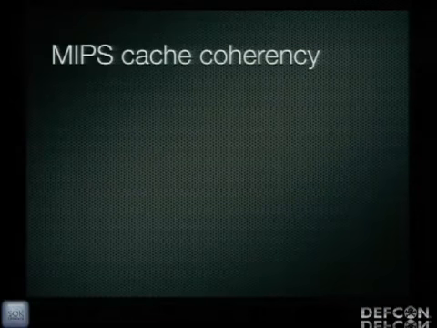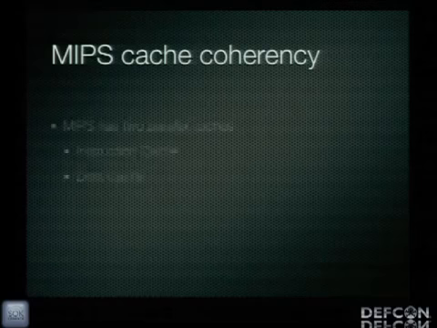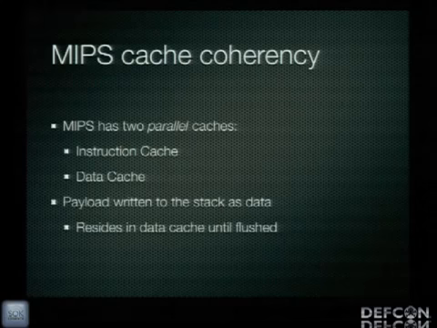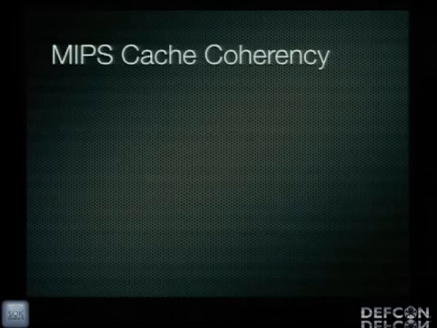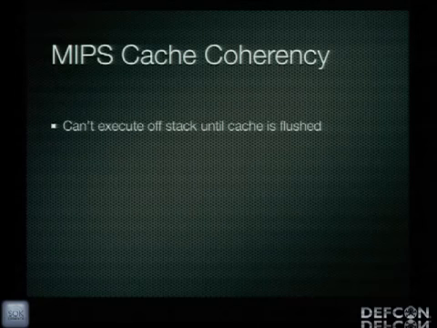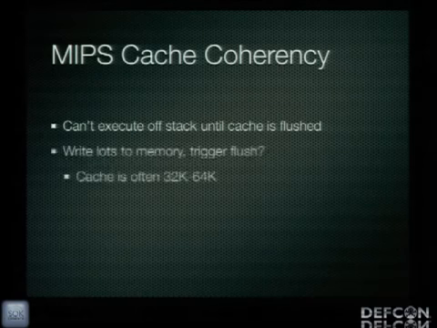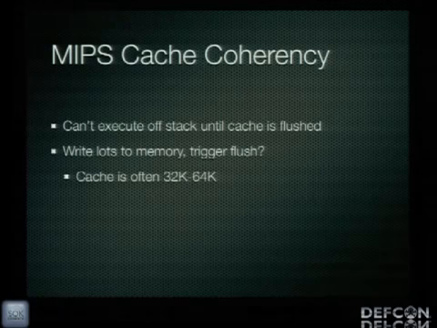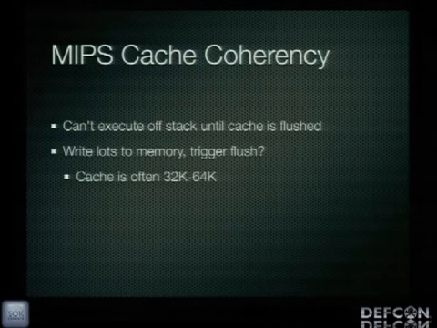We also have to deal with this issue on MIPS of cache coherency. Now, MIPS has 2 parallel caches, one for instructions and one for data. And your payload was written to the stack as data, which means that it's sitting there in the data cache until that cache is flushed. So you can't actually execute it yet until you flush the cache back into main memory. So how do you do that? There are a couple of ways. One is you could write a massive amount of data to the stack and fill up the cache and force it to be flushed. But you might not be able to overflow a buffer with that much data.